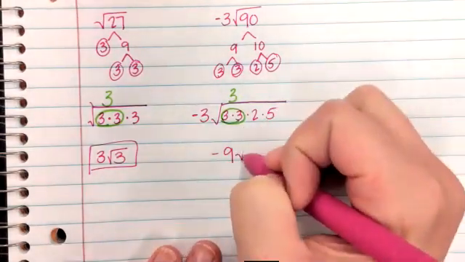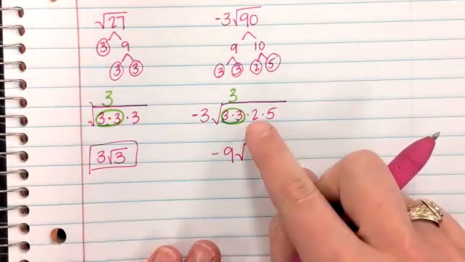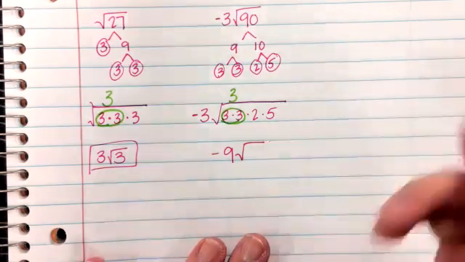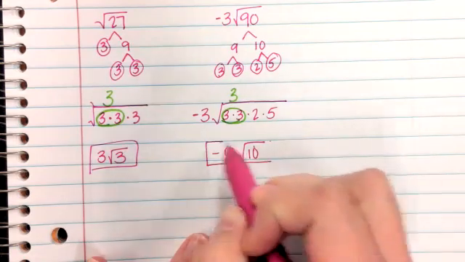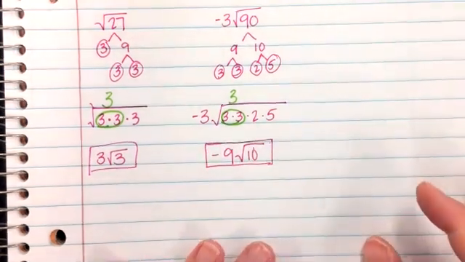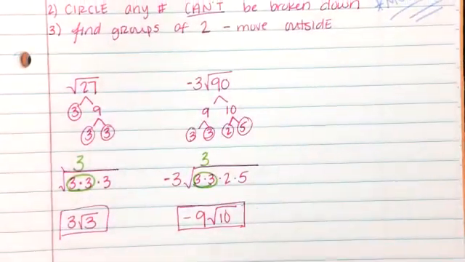-9. And what's left inside? 2 times 5. What's 2 times 5? 10. Plug them both in your calculator and see if it's equal. Everybody plug them in right now to make sure we understand how to check our answers.